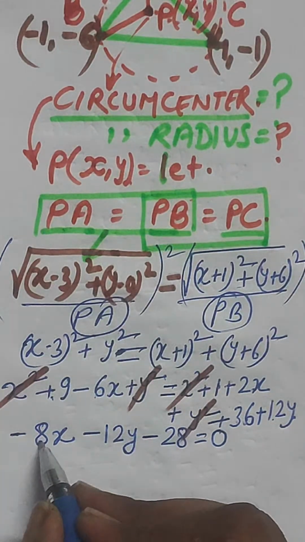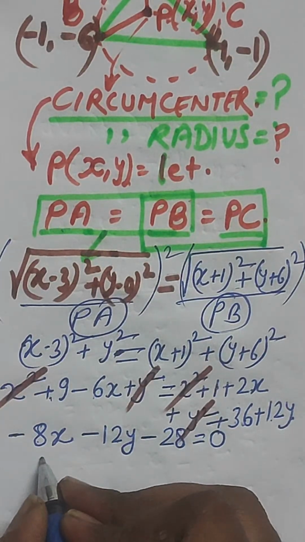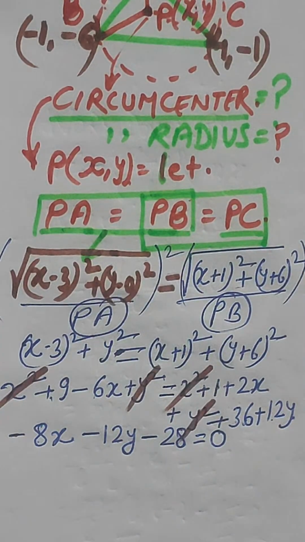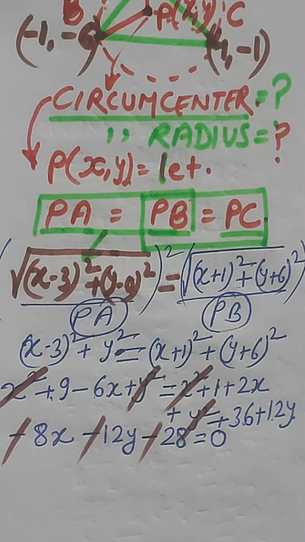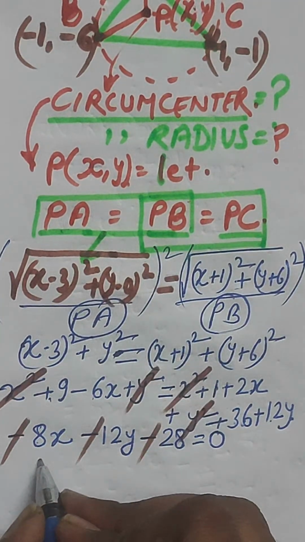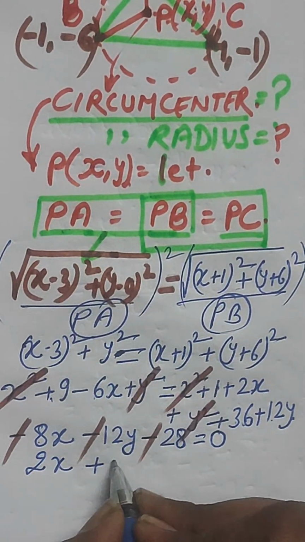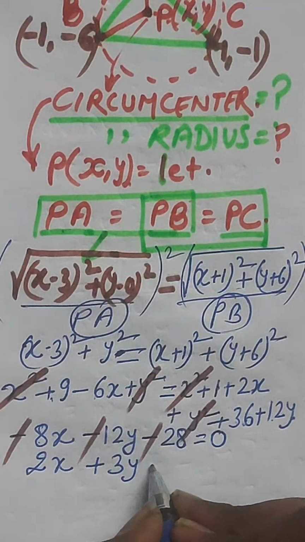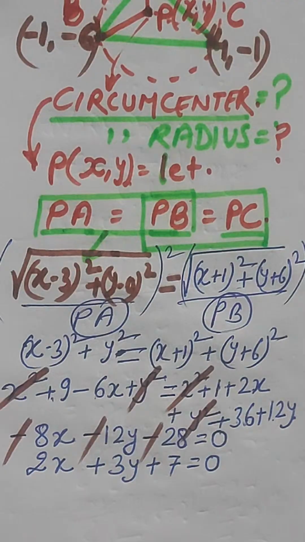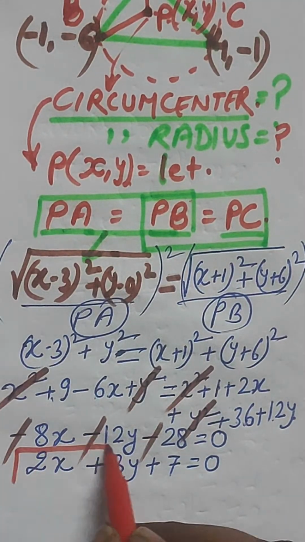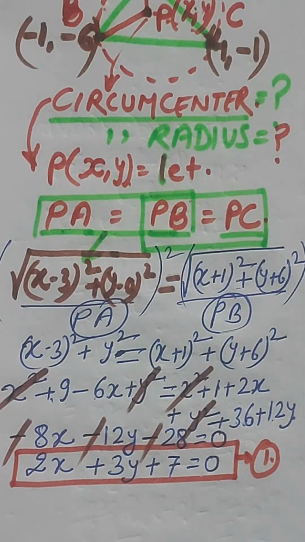Just you can see 8, 12, 28 are all divisible by 4. So you can simply divide it by 4, and minus can be taken as common, and we have 2x plus 3y plus 7 is equal to 0. So this is one of the equations which has arrived, right? Let us say this is equation number 1.